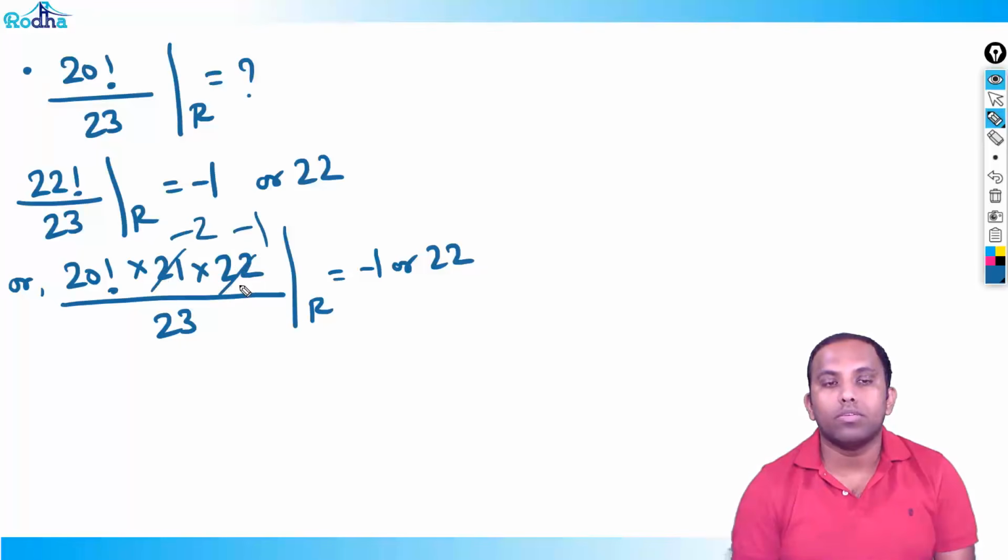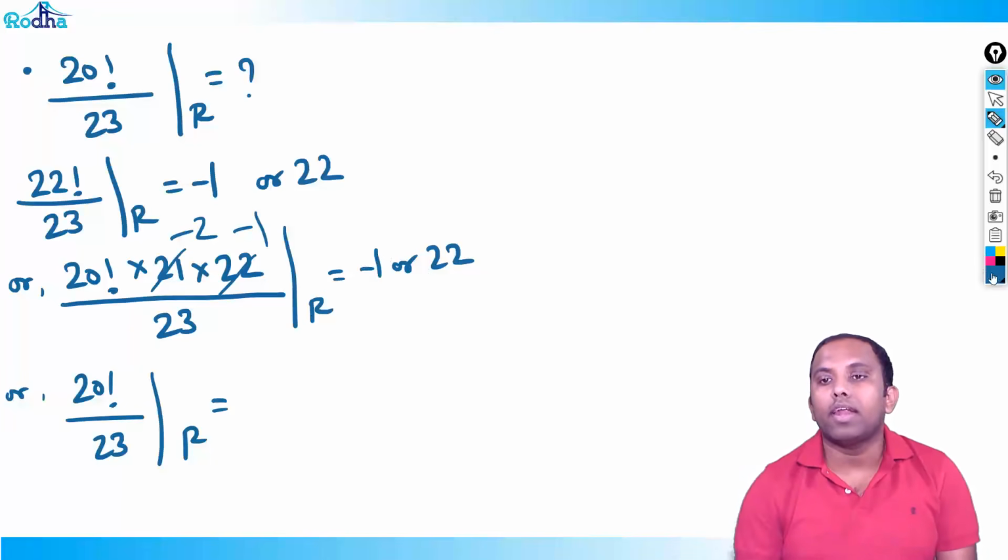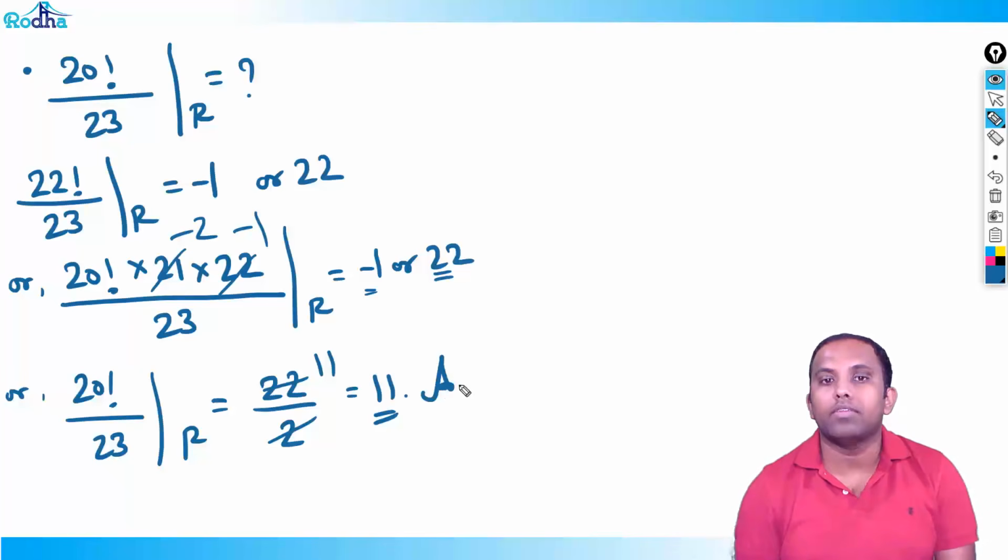This is what? Minus 1, obviously, right? It becomes 20 factorial by 23. What is the remainder? We can't take minus 1 here, so we can take 22. So 22 by 2, because minus 2 into minus 1 is 2. 2 will come in the denominator. So 22 by 2. What is the answer? The answer is 11. So 11 is the answer, right? Correct.